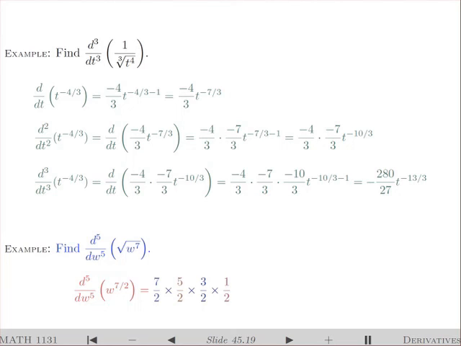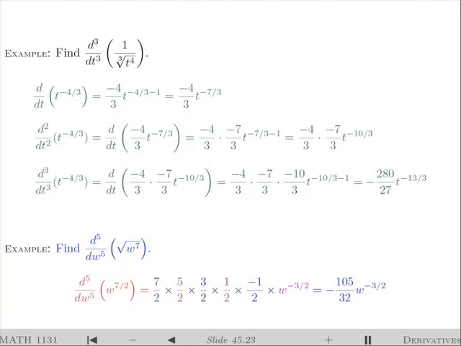We have to do 5 derivatives, so I'm going to have 5 factors. I need one more. 1 half minus 1 is negative 1 half. Then w to the power negative 1 half minus 1. Negative 1 half minus 1 is negative 3 halves. And that's the fifth derivative of square root of w power 7. Of course, you can do the multiplications and write down the final answer. Negative 105 over 32, w to the power negative 3 halves.